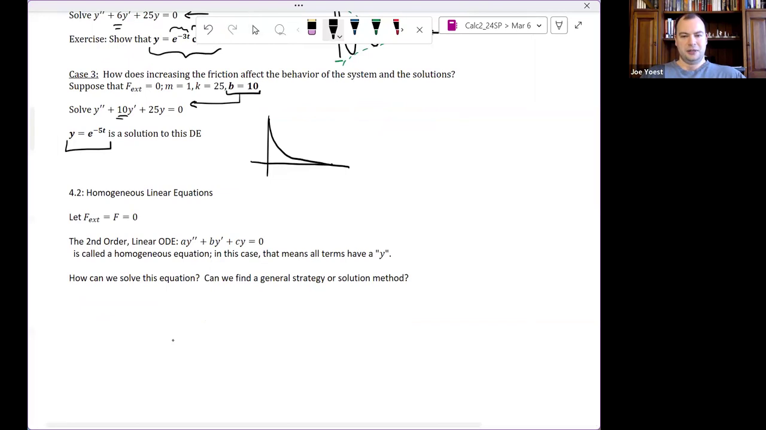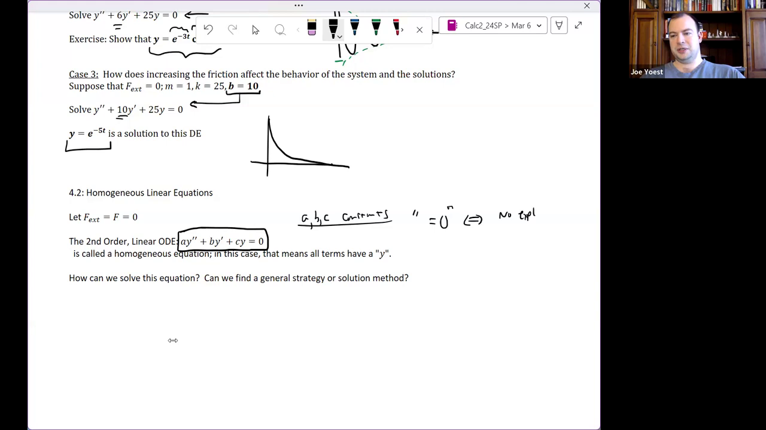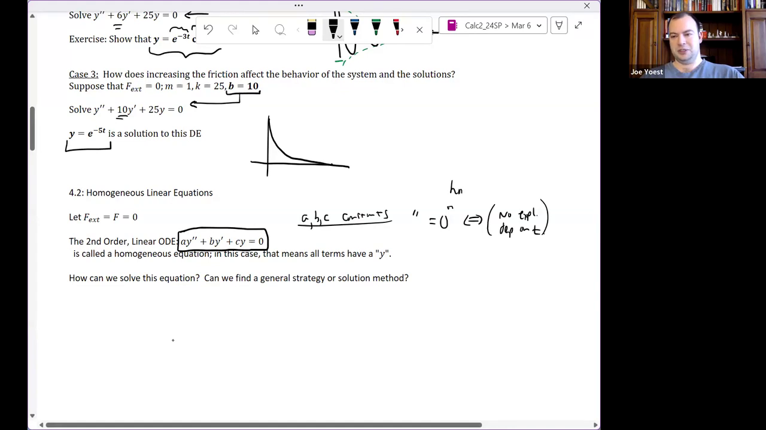Okay, so let's consider a differential equation of this form. Here, A, B, and C are constants. So we said a second order, linear, constant coefficient, homogeneous differential equation. So A, B, and C are constants. So that's the constant coefficient part. The equals 0, or in other words, the no explicit dependence on t, the independent variable, is the homogeneous part.